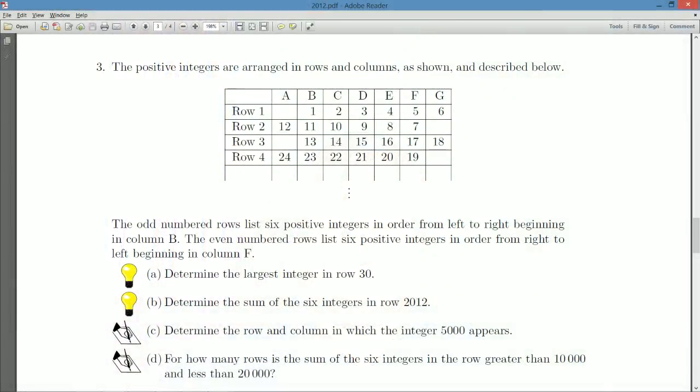So, the positive integers are arranged in rows and columns as shown and described below. So we have rows 1, 2, 3, 4. We have A, B, C, D, E, F, G as our column markers. Let's just read the description. The odd-numbered rows list 6 positive integers in order from left to right, beginning in column B. The even-numbered rows list 6 positive integers in order from right to left, beginning in column F. All right. Determine the largest integer in row 30.